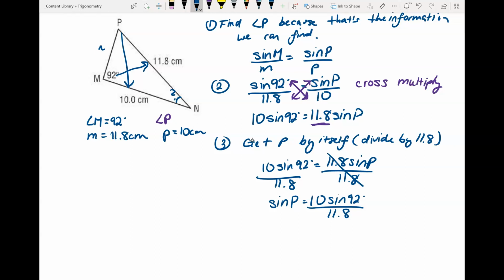So I'm going to go ahead and plug this into the calculator. I'm going to find sine 92 first, press equals, multiply by 10, press equals, then divide by 11.8. And once I do that, I'm going to get this long decimal number, and I'm going to keep all my decimal places in. Again, at this step, I really want you to punch this into your calculator right now to make sure that you can get the same number as me.